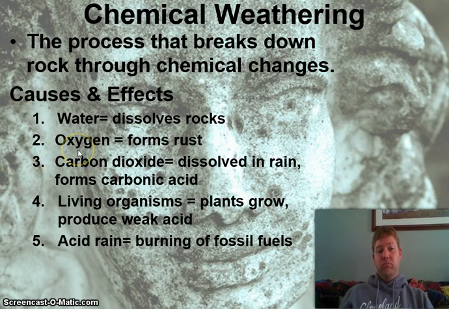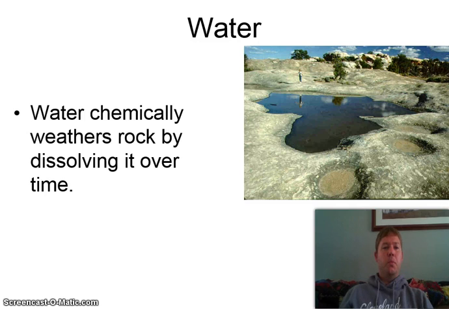Oxygen mixes with the water. Eventually we're going to form rust. Carbon dioxide mixes with our rainwater and forms something called carbonic acid, which dissolves the rock. Living organisms like lichens that grow on top of rocks will produce a weak acid, which slowly breaks the rock down. Last but not least, acid rain. Acid rain coming from the burning of fossil fuels will also speed up the chemical weathering process. So let's take a look at each one of those a little bit more.